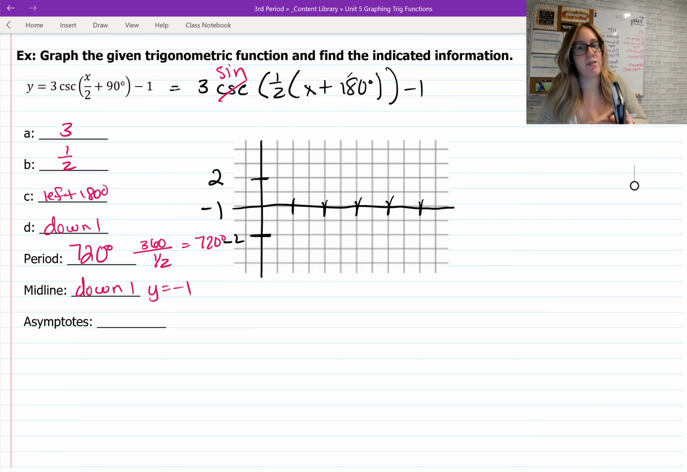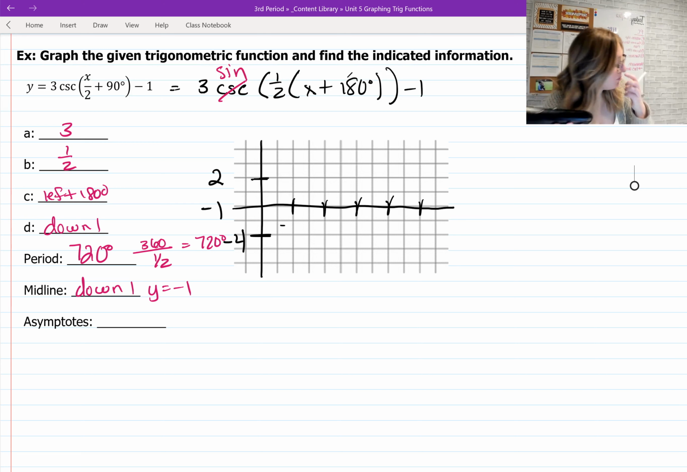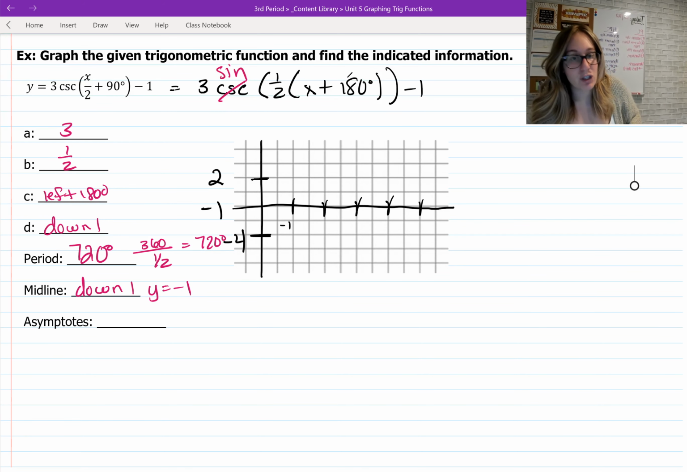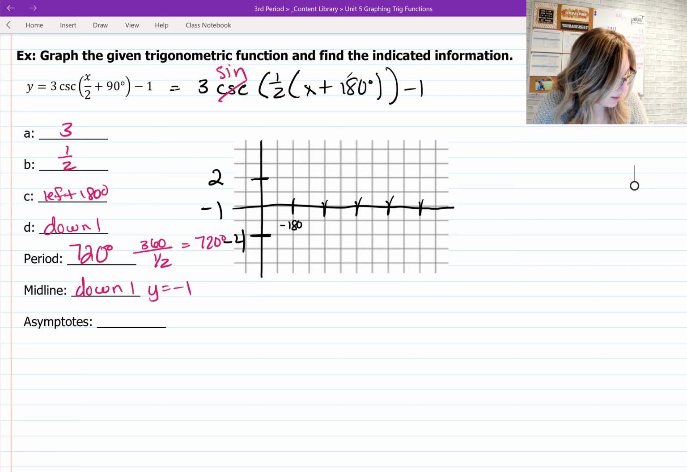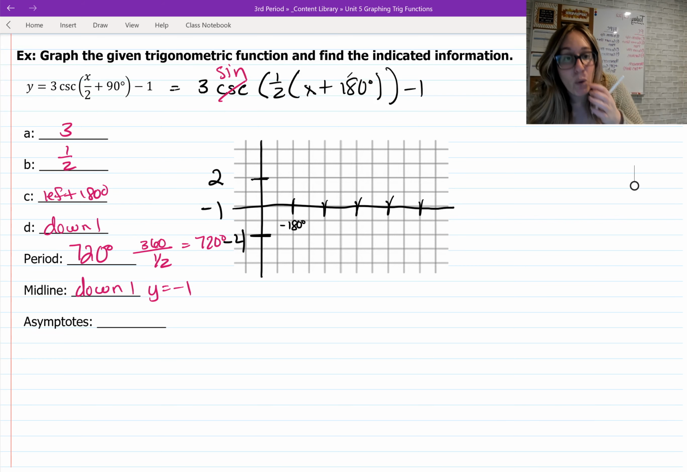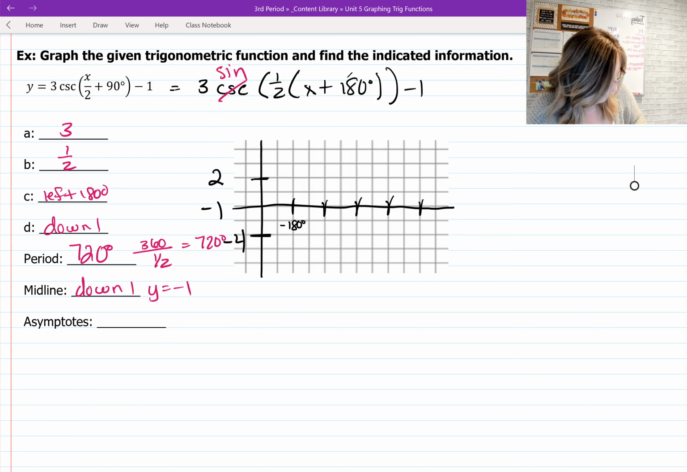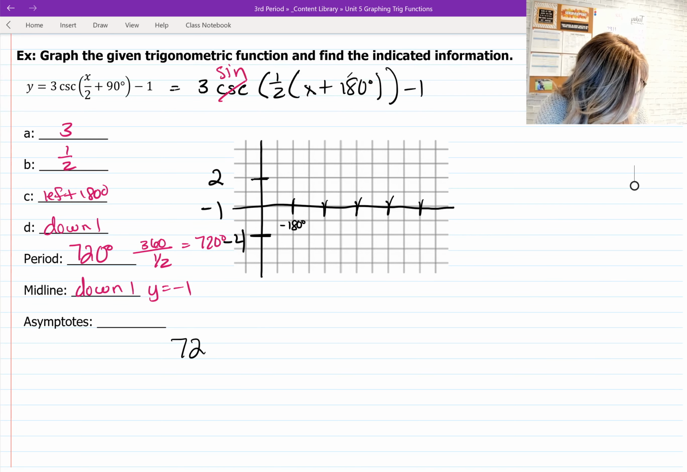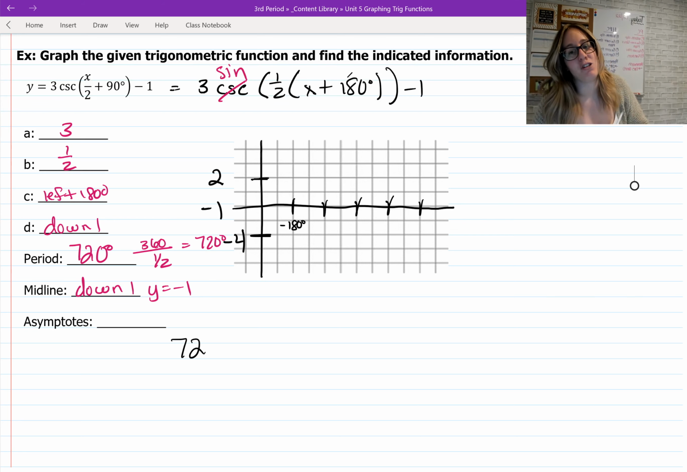You can do that with your calculator. So I have -180 plus 180, that's 0, plus 180, that's 180. Plus 180 is 360, plus 180 is 540. That should be where my period ends. Another way you can check this is that we are starting at -180 and I have a period of 720. This should give me 540 if I've done everything correctly. So -180 plus 720 does give me 540, which is what I got when I added my increments each time.